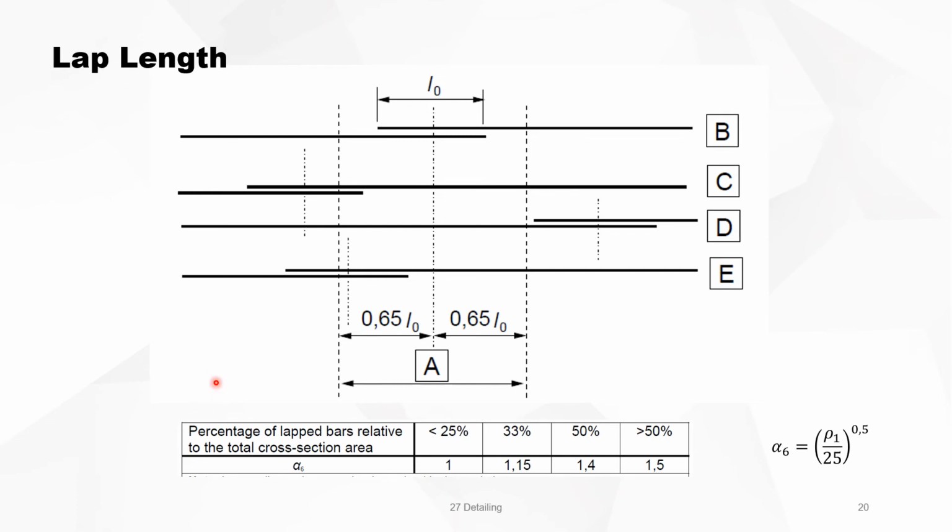This is for the percentage of laps in the same section. The drawing is clear on how to use it, and alpha 6 is a coefficient that takes into account the percentage of lap bars relative to the total cross-section area. In fact, alpha 6 is given by this formula. And the percentage of lap length can be found by means of this drawing.